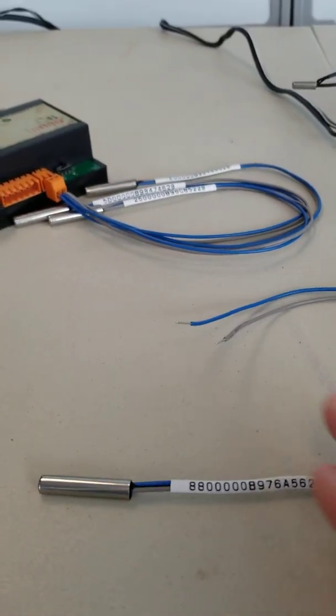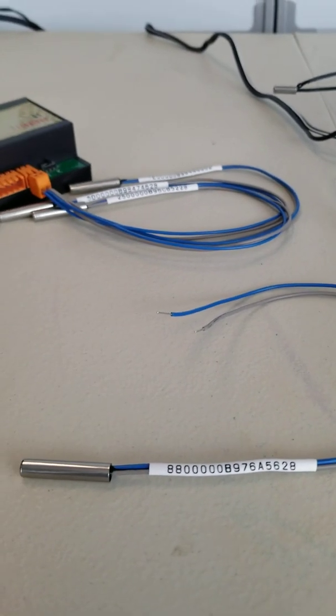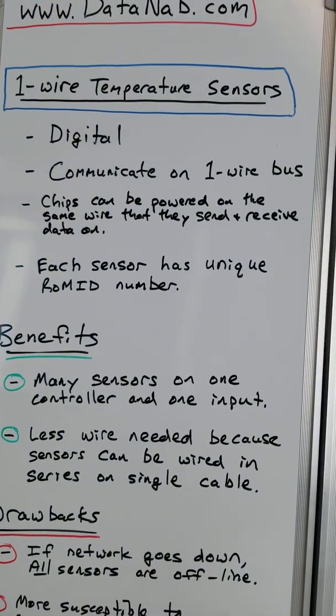This sensor with the label, obviously you can see where the label is and figure it out that way. So that's the little intro to the one-wire temperature sensors.